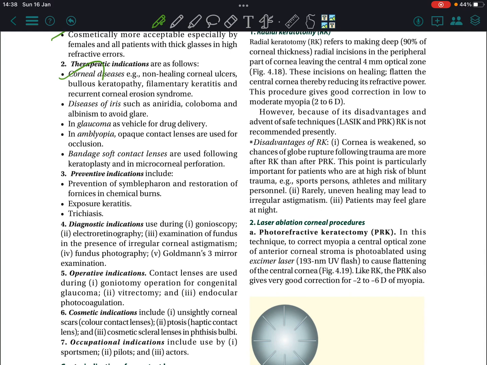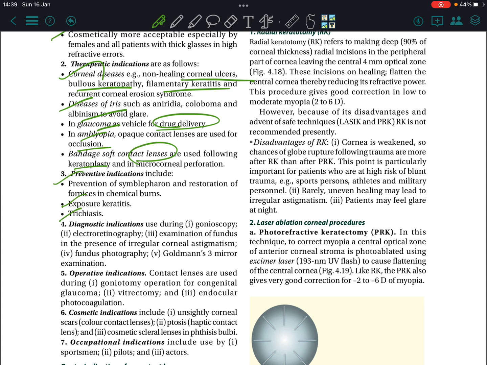Therapeutic indications: corneal diseases, non-healing ulcer, filamentary keratitis, bullous keratopathy. Diseases of the iris such as aniridia, coloboma, albinism, glaucoma. Vehicle for drug delivery, amblyopia. Opaque contact lenses are used for occlusion. Soft contact lenses are used after keratoplasty and for microcorneal perfusion.